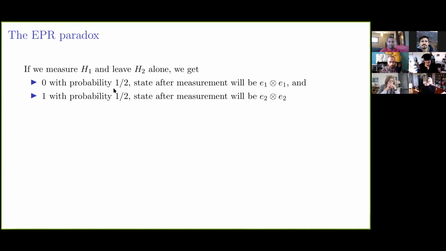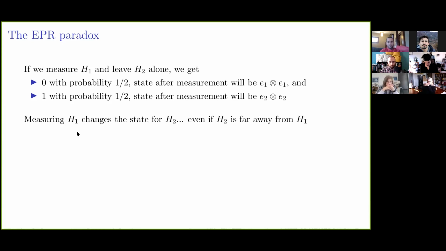We get 0 with probability of half, and then the state after measurement will be E1 tensor E1. This joint state has changed when the measurement was done. And it seems like that means that the state in H2 has changed in a way. So measuring H1 seems to change the state for H2, even if, I said that these could be like labs on a different floor of a building, but this was just for any two different subsystems you might have. They didn't have to be on different floors of a building.